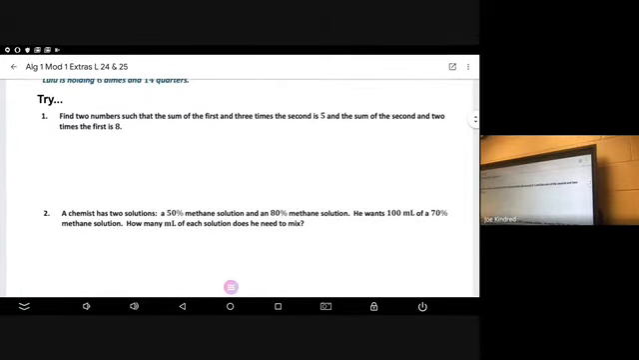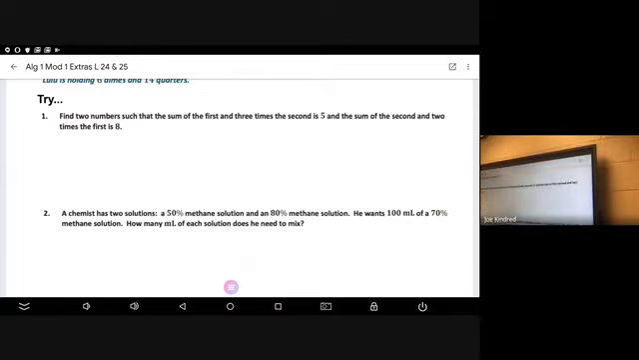Okay, so let's look at number one. We're going to try this from the beginning with no help from the book. Find two numbers such that the sum of the first and 3 times the second is 5, and the sum of the second and 2 times the first is 8. First of all, we have to declare our variables.